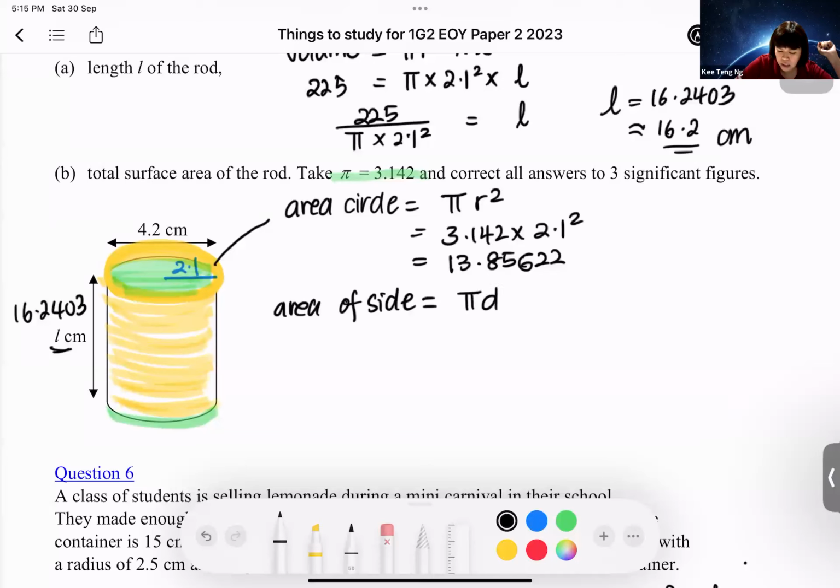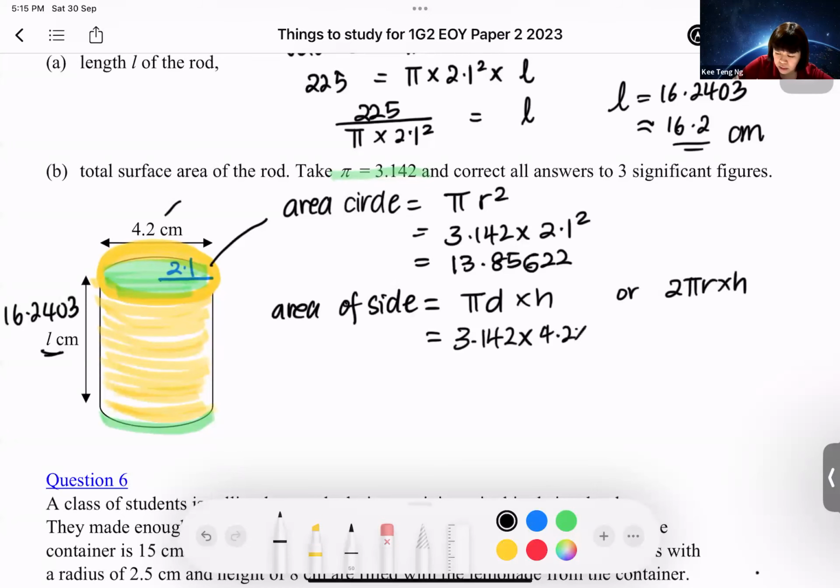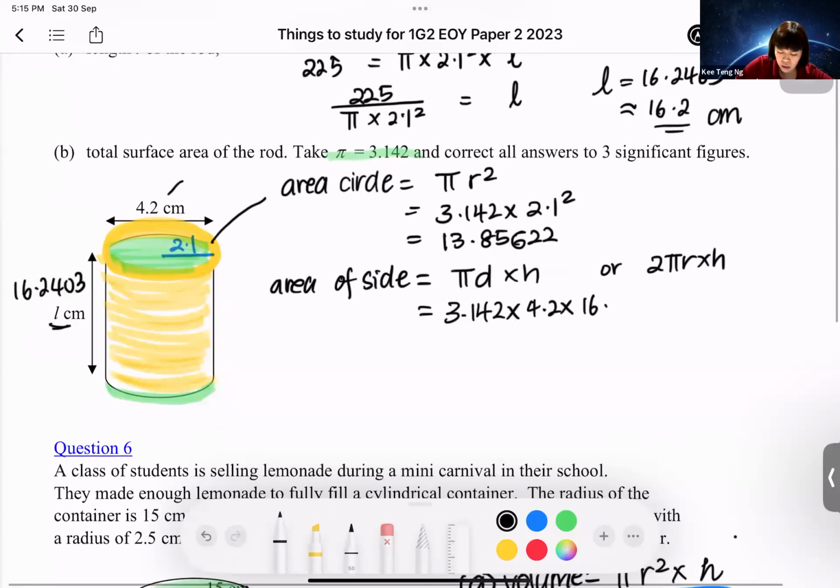Circumference is pi d times the height, or some of you will prefer 2 pi r times the height, also can, no problem. But since I know the diameter, I'll just use 4.2. Pi is 3.142, diameter 4.2, times the height 16.2403. And that gives me 214.31. Is it correct? 3.142 times 4.2 times 16.2403.